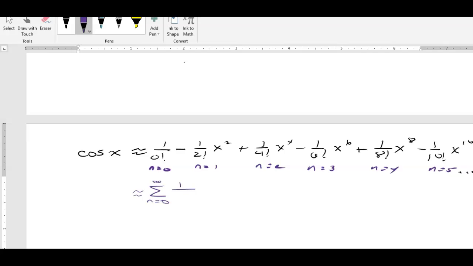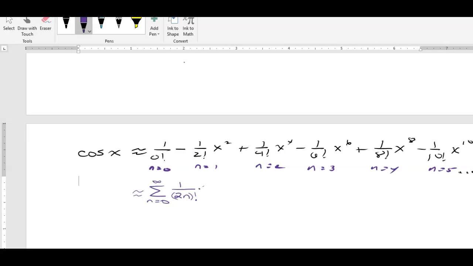When n is 0, we get 0 factorial. When n is 1, we have 2 factorial. 2, 4 factorial. 3, 6, 4, 8, 5, 10. Do you see the pattern? Whatever n is, the denominator is twice that, factorial. So twice 2 is 4, twice 3 is 6, twice 4 is 8, twice 5 is 10. The denominator is always twice whatever n is, factorial.